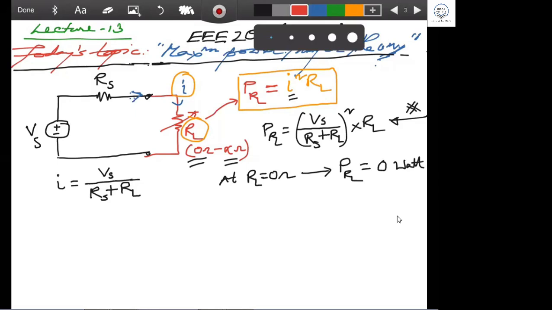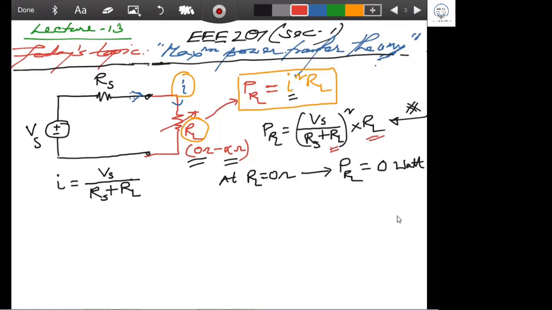Because he straight away put the value RL equal to 0 into the equation. And straight away he got the whole thing is becoming 0. And RL 0 here and RL 0 here, no problem, these two places. And he got the whole equation equal to 0. And that is what he said, it is 0 watt. Clear?